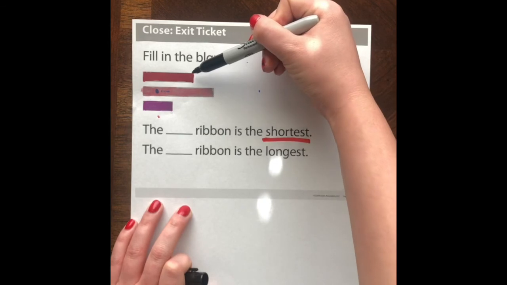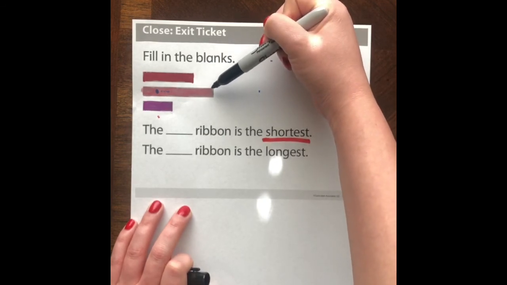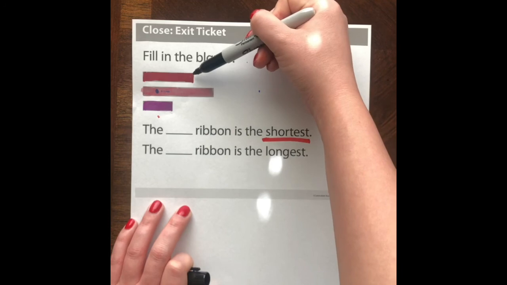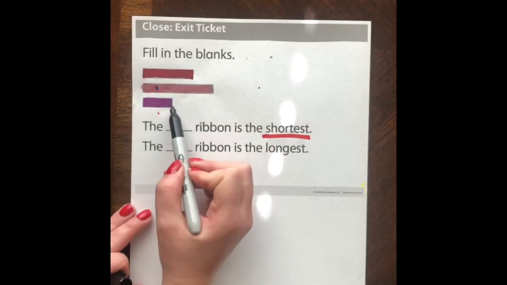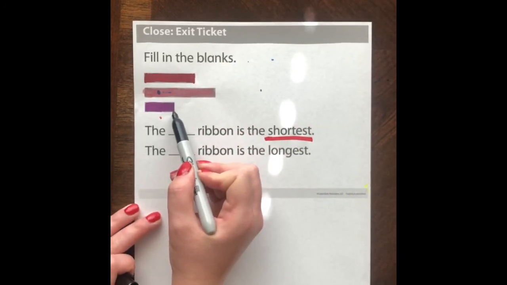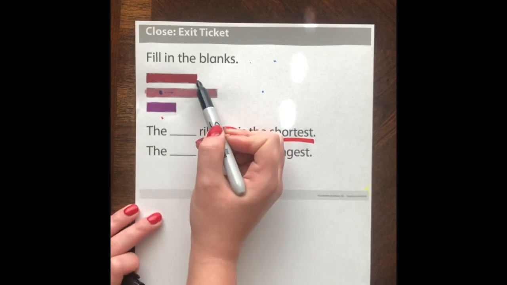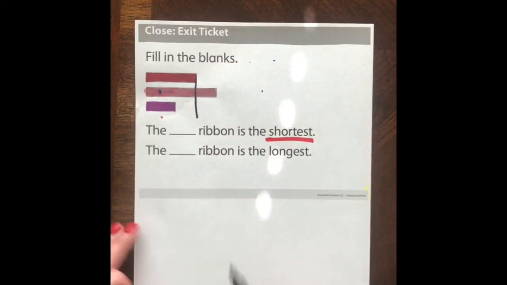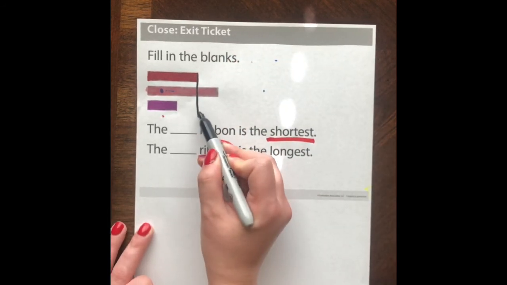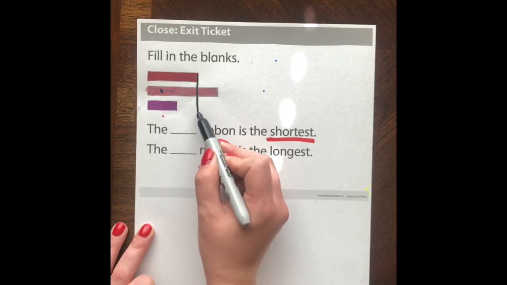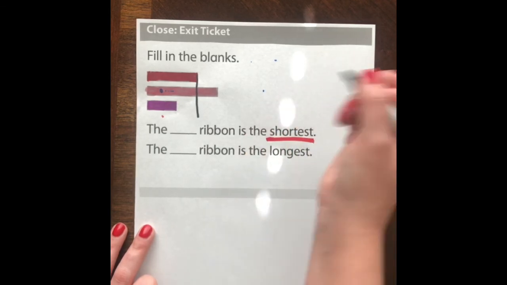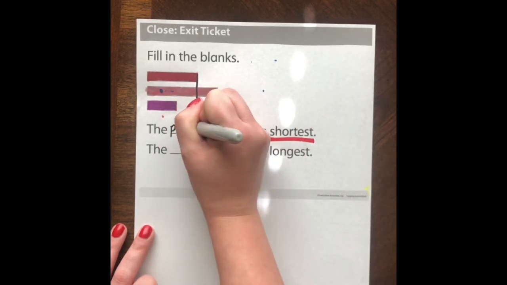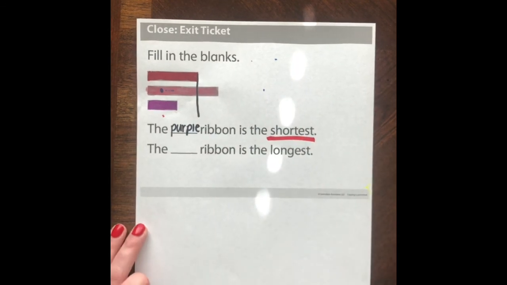Is the red ribbon shorter than the pink ribbon? Yes, it is. But is our purple ribbon shorter or longer than our red ribbon? Well, let's draw a line from our red ribbon down. Does the purple ribbon meet up with the red ribbon? Does it go out as far as the red ribbon does? No. We know that the purple ribbon is the shortest. Now let's see which one is the longest.